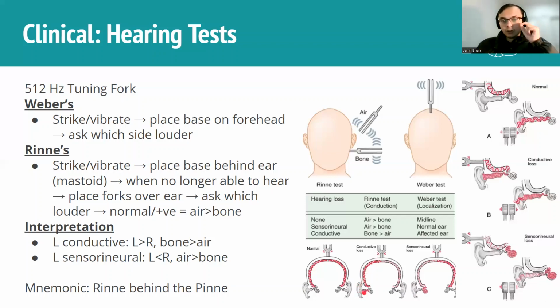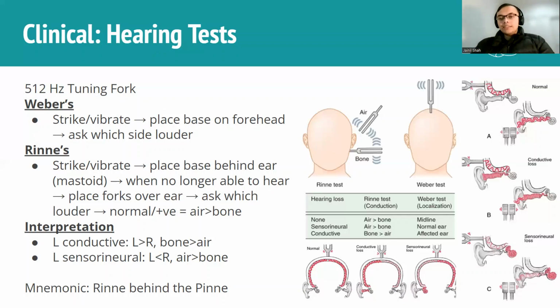And so even though it's lost the external conduction power, it becomes more sensitive to the bone conduction. And so this side will end up hearing louder than the other side. So conductive loss causes the Weber's test to sound louder on the affected side.